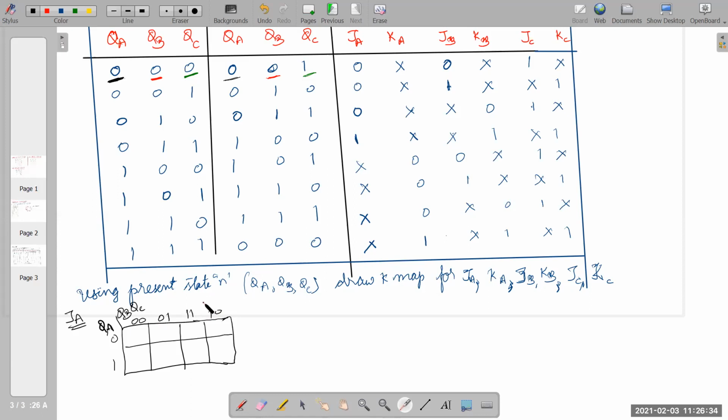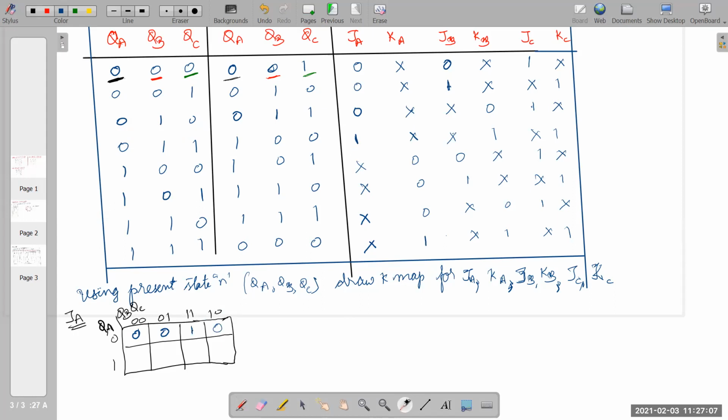Okay. Now we will fill the table. If QA, QB, QC all are 0, what is JA? 0. So fill it 0 here. Then 0 0 1, what is JA? Again, that is also 0. Then 0 1 0, it is 0. Okay, so that is also 0. 0 1 1, it is 1.